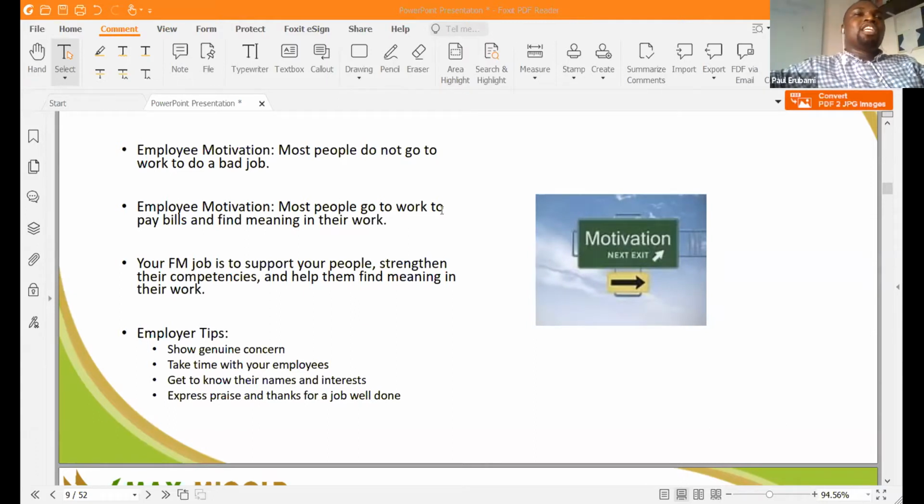As a facility manager, you discover that you actually manage a variety of people: people that are older than you, people that are younger than you, people that are the same age mates. Try as much as possible to respect them. People like, especially in this part of the world, people like to be respected, and it goes a long way in making your work, making your life easier.